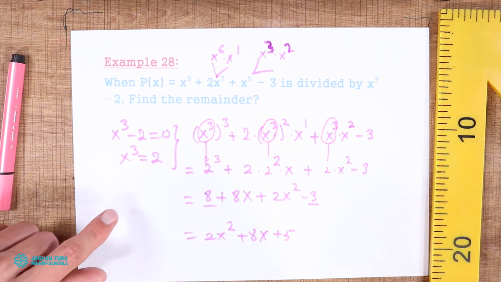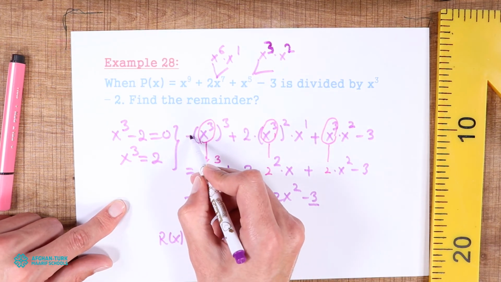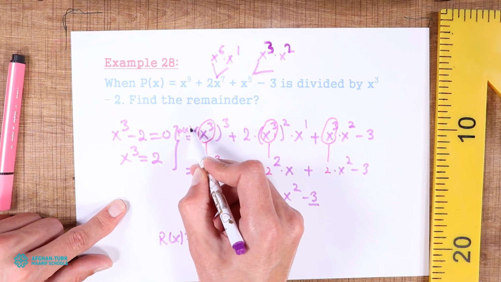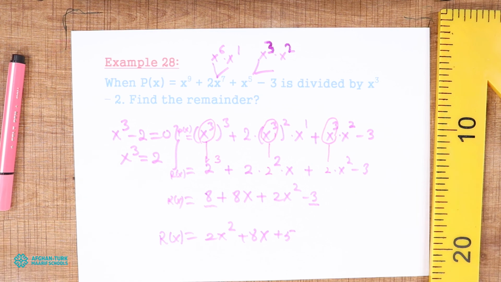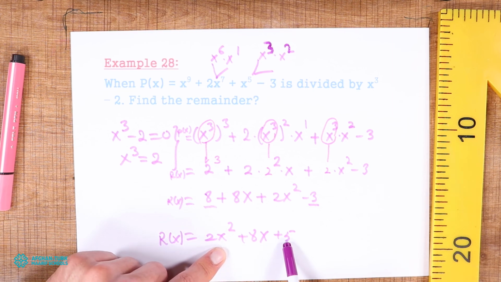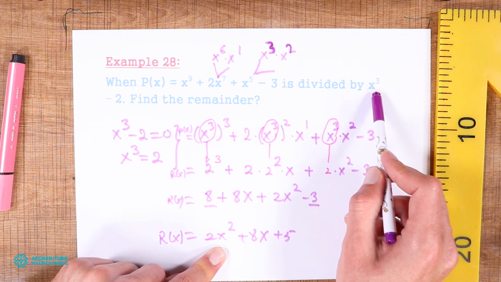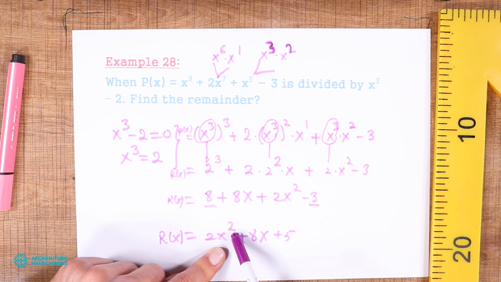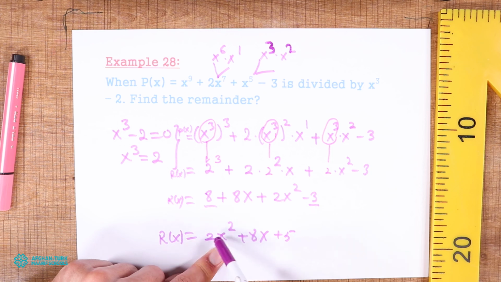Here, for the remainder, we can write r of x. p of x and r of x are the same here because they are the remainder. So we have the remainder as 2x to the power of 2 plus 8x plus 5. And this is the correct answer because the divisor has x to the power of 3, and the remainder must be 1 less than the degree of the divisor. So you can see that the remainder has power 2, which is 1 less than power 3.